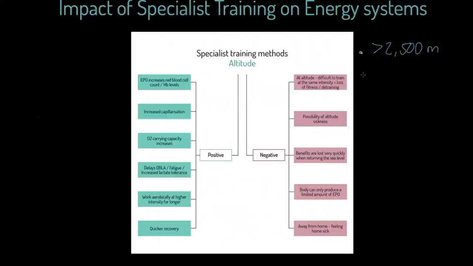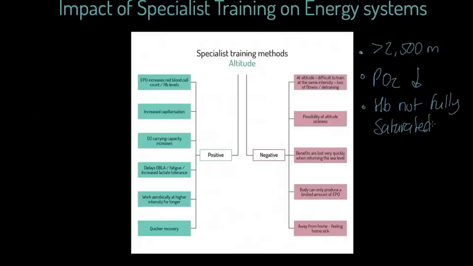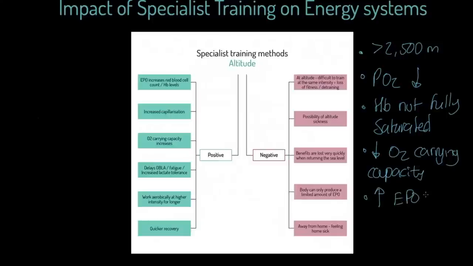We should be able to realize that the PO2, the partial pressure of oxygen, is lower in the air at altitude. Therefore, Hb, that's hemoglobin, is not fully saturated with oxygen. So when we get to altitude, we won't combine oxygen and hemoglobin to fully saturate oxyhemoglobin. Therefore, we get a lower O2 carrying capacity. Of course, these are negatives, but it's this which forces the body to adapt. We also get increased production of EPO, erythropoietin, the hormone that stimulates the stem cells of the bone marrow to produce more red blood cells.